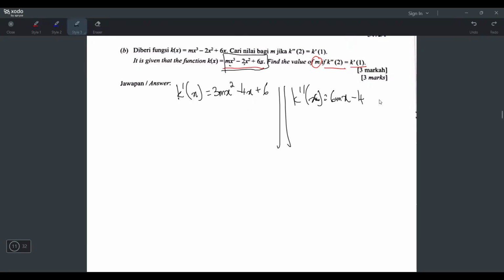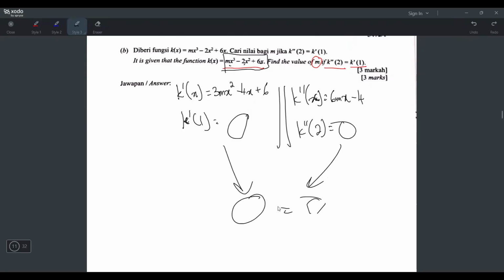Okay, now that I have found k prime x and k double prime x, I can try to find k prime 1, because that's what we need. And then we also need k double prime 2. After we get both answers, we set the two answers equal, because the question says the k double prime 2 answer and the k prime 1 answer are the same. So later you just equate them together.